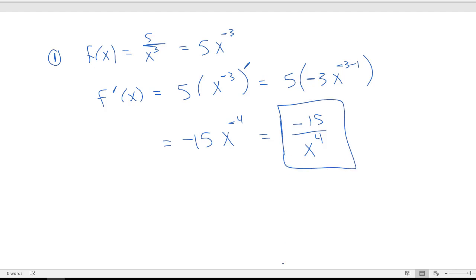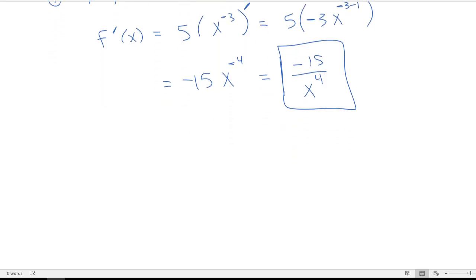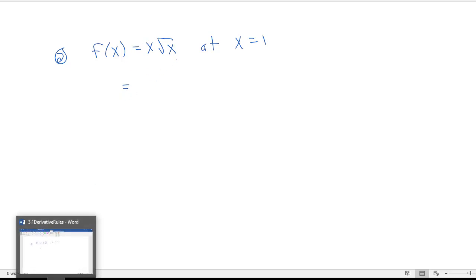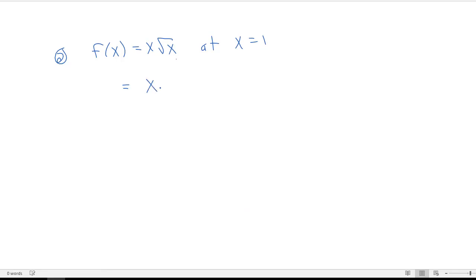All right, let's take a look at the second example that we had. The second example asked us to find the slope of the tangent to that function at x equals 1. Again, my hint was you needed to get this function to be x to a power. The way I'm going to algebraically simplify that is to write the radical as a 1/2 exponent. When I multiply like bases, I add exponents. So my function f of x is really x to the 3/2.